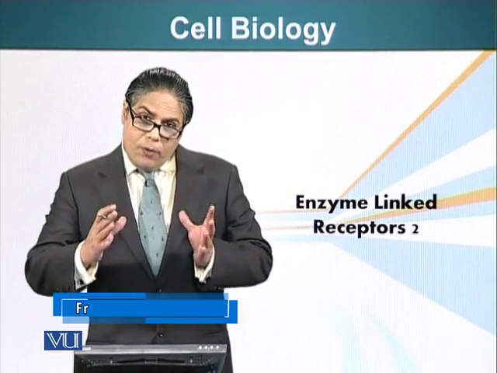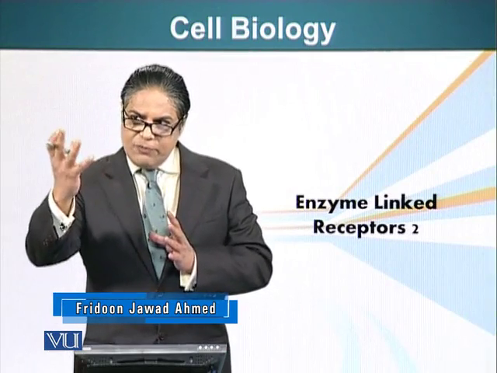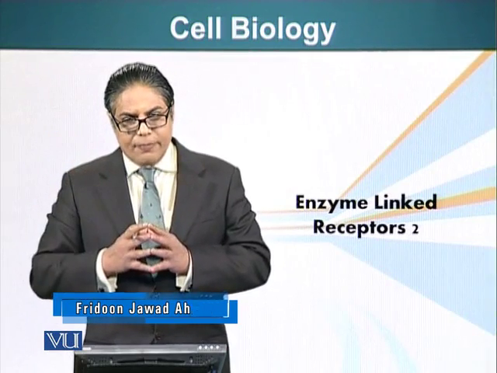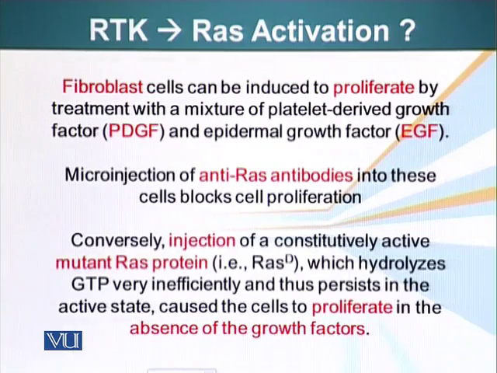Okay, so we have said that RAS is activated by receptors that receive signals for the cell to divide. How do we know that? Let's look at a simple experiment. Fibroblasts can be induced to proliferate by treatment with a mixture of platelet-derived growth factor, PDGF, and epidermal growth factor. Both these growth factors activate receptor tyrosine kinases.